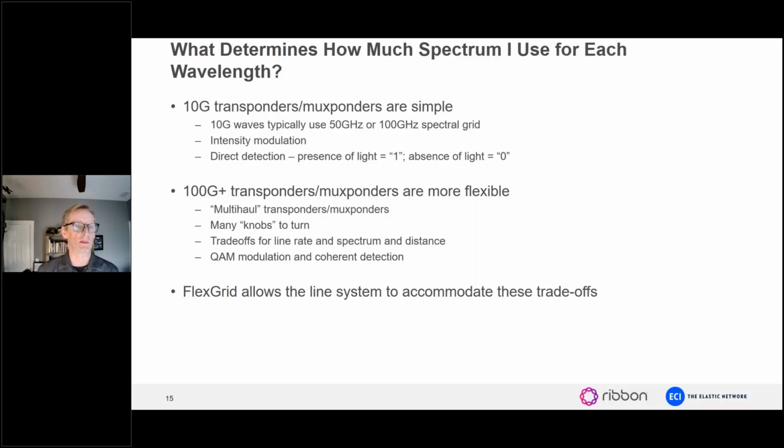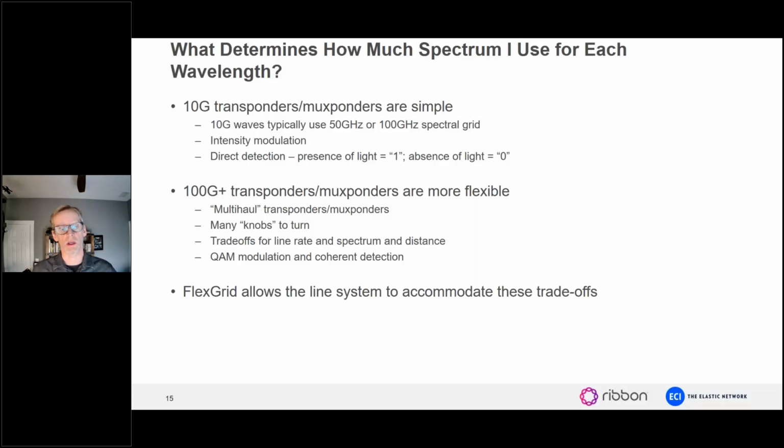10 gig wavelengths typically use a 50 gigahertz or 100 gigahertz spectral grid, and those wavelengths are what are called intensity modulated. So you have an electrical signal coming up to your transponder. At the output of your transponder is a laser, and the electrical signal is used to modulate the light that goes out on that laser. And it uses something called intensity modulation and direct detection at 10 gig. And direct detection is just what it sounds like. If you had the presence of light, that was a 1. If you detected the absence of light, that is a 0. It's pretty simple. That's kind of a baseline. That's where the world has been.